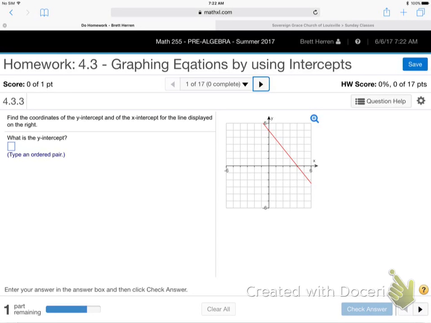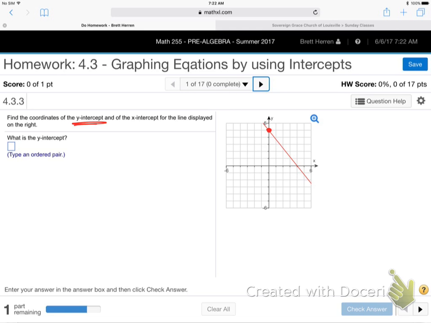All right, so they want us to find the intercepts, the x-intercept and the y-intercept. Do you know what they're talking about? Let's start with the y-intercept. What is a y-intercept? Exactly. Can you see how high up it is? Looks like right there, doesn't it? Yeah, up at 5. That looks like up 5.